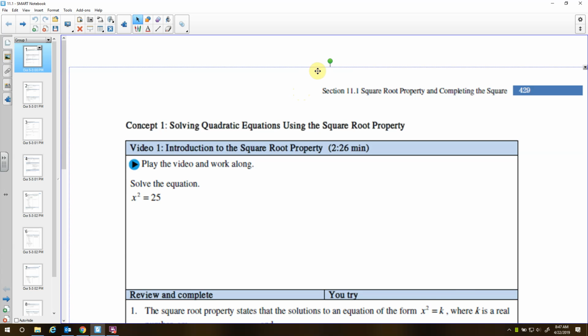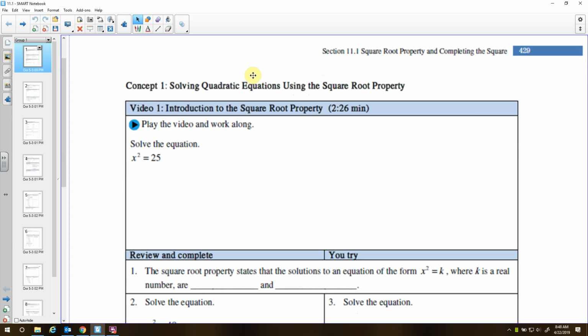Good morning, everybody. Today we're going to be working on our square root property. So I've got my page pulled up. Let me get my pen ready.